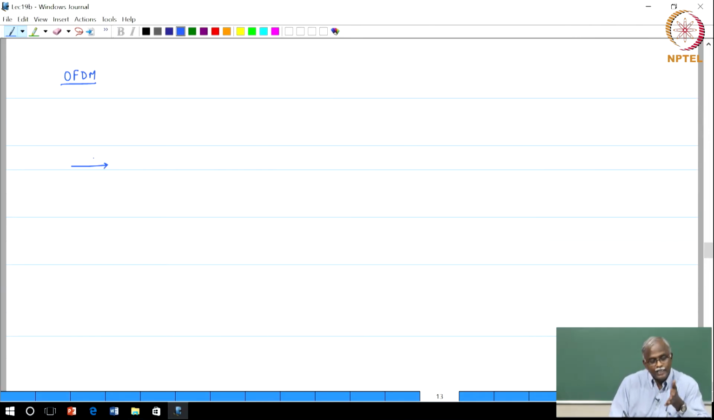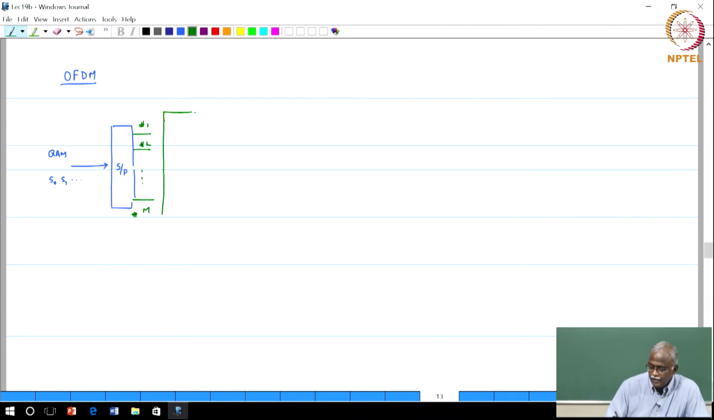You will get some QAM symbols. Let's call them S0, S1, and so on. These are QAM symbols. Then the first step of this process will be a serial to parallel converter, where you will split this into parallel streams. Let's say that there are m parallel streams, number 1, number 2, up to number m. And what we do next in OFDM transmitters is that you take an m-point IDFT. This is an IDFT of size m.